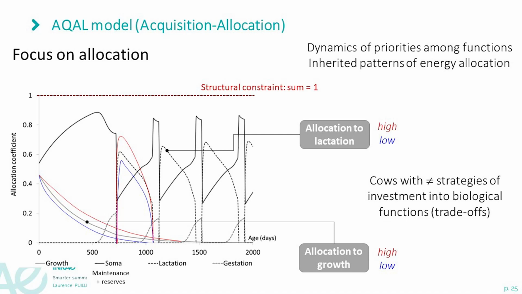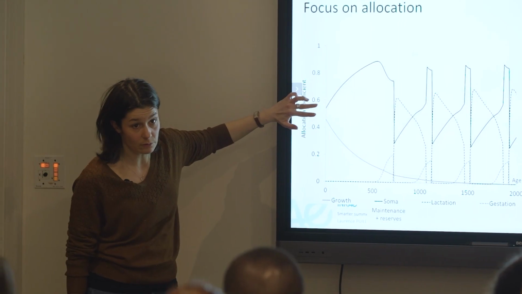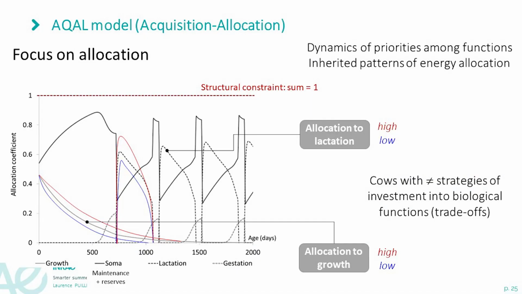Allocation, it's a bit the same principle. So here you have time, so age of the animal in days, and here the allocation coefficient. So that's a proportion of energy. So it's something between 0 and 1. And you have one coefficient for each function. So growth, survival, which is maintenance and body reserves, lactation and gestation. So at the beginning of life, the animal basically has to allocate between two functions, growth and survival.